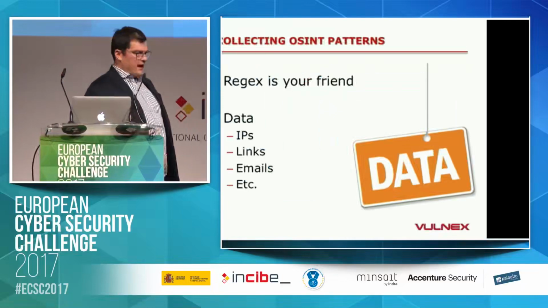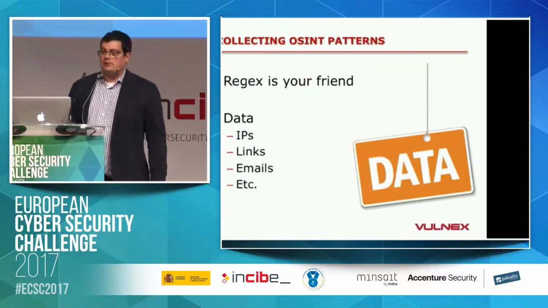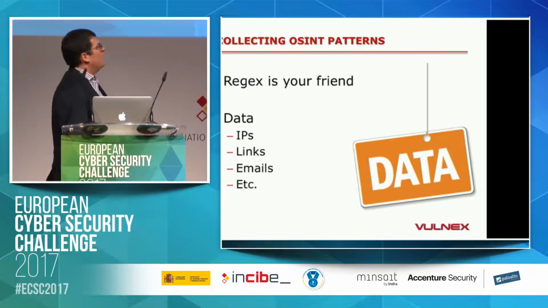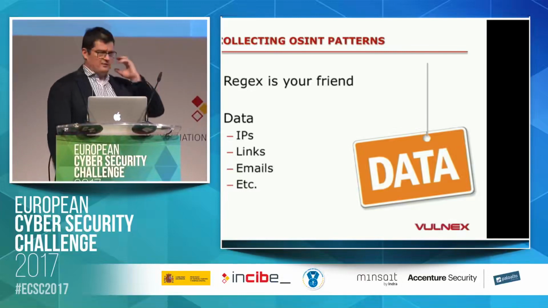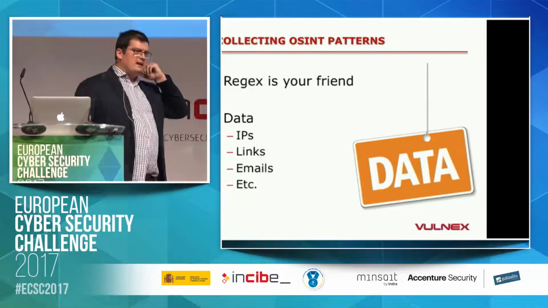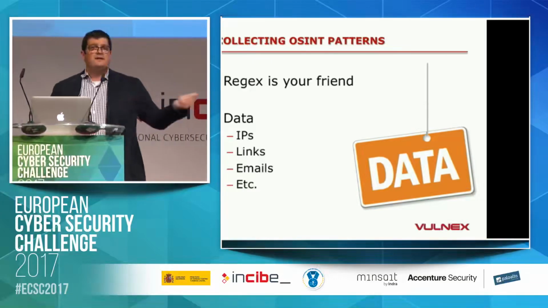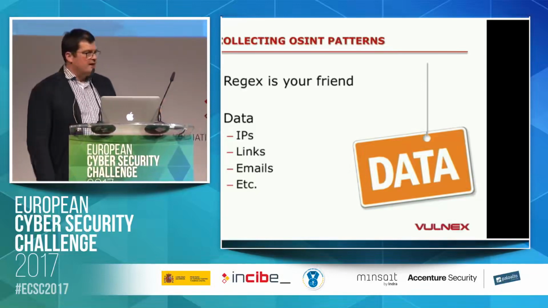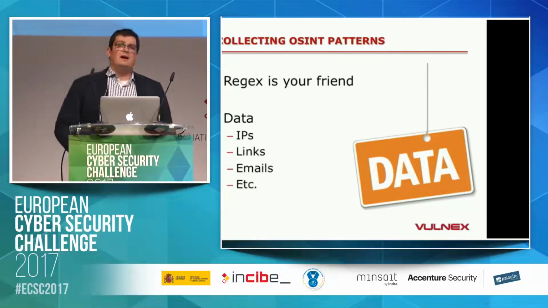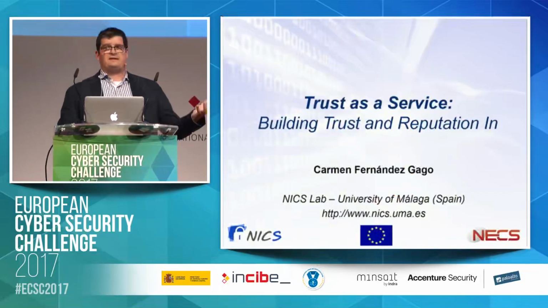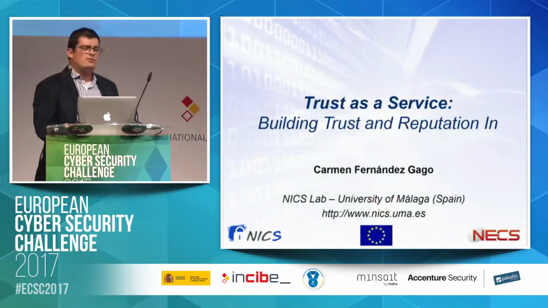So actually you can also do regular expressions, and you can find a lot of stuff in source code. For example, regex is your friend, right? And the data we are looking for, like IPs, links, emails, so the things we were talking about before, like all the open source patterns, like domain names, URLs, Twitter accounts, aliases, and in this case, comments. So there's a lot of stuff we can look for in source code.